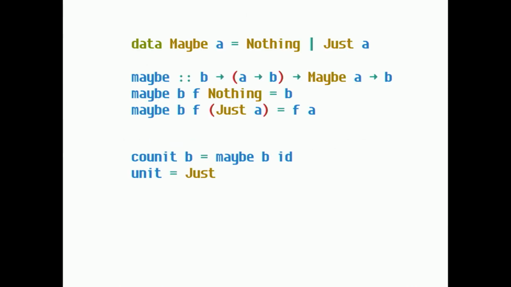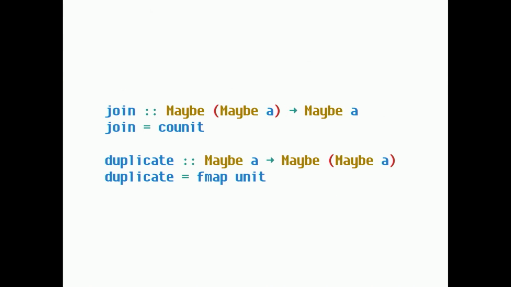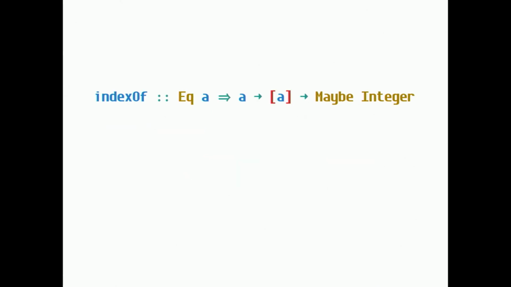Great. And we get a join for a maybe monad, and we get a duplicate for a maybe comonad in the category of pointed types. And so what we really want is for index of to return a maybe integer or an option integer. And so this idea of option or maybe falls out of adjunctions like this.